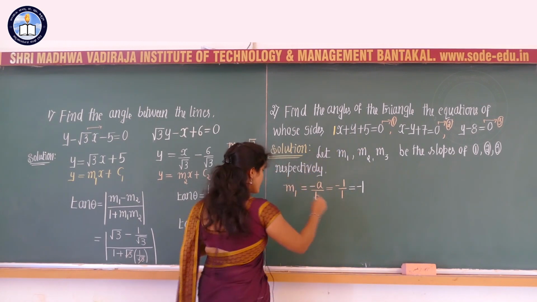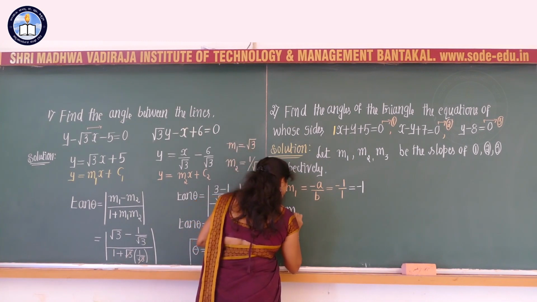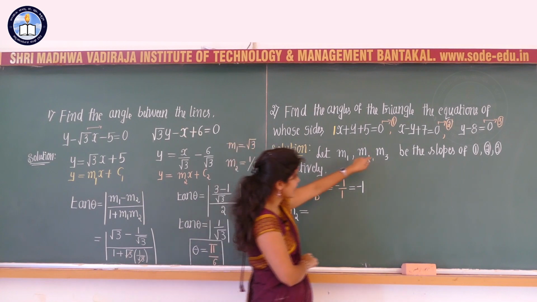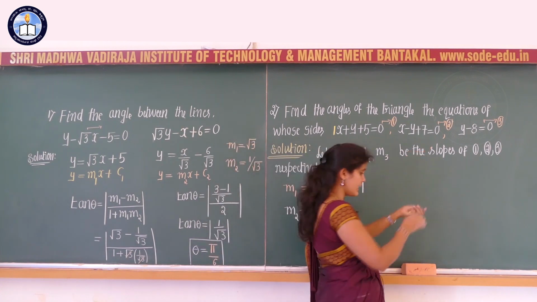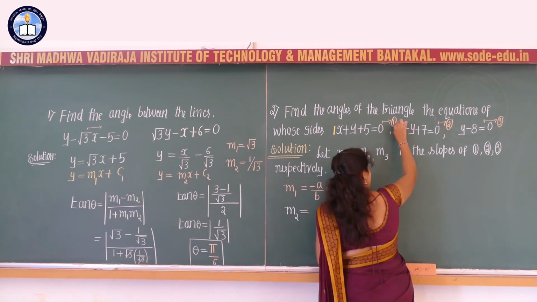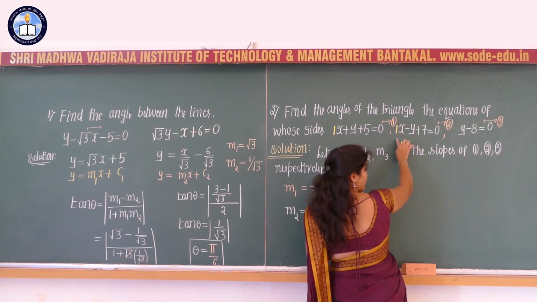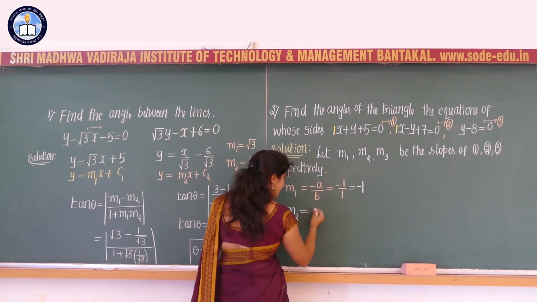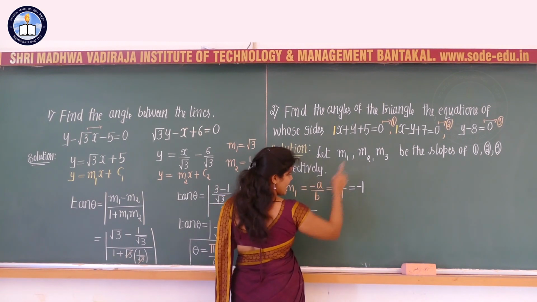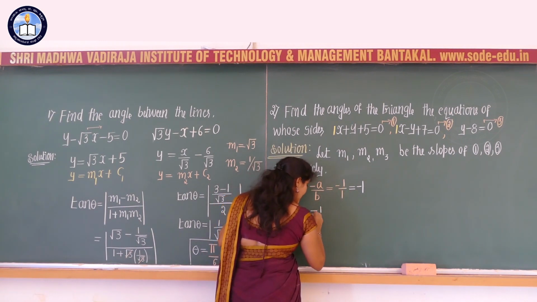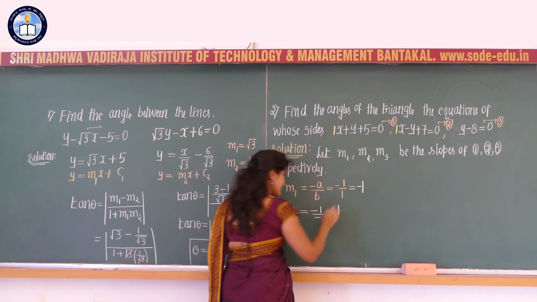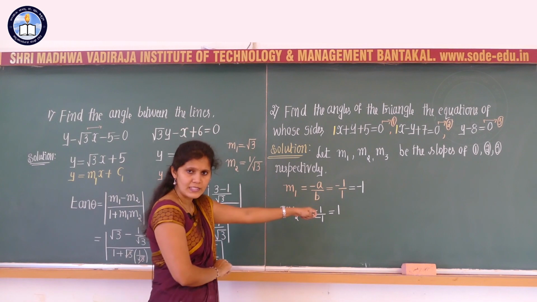So let's write m2. What is meant by m2? Slope of the second line. What is the slope of the second line? Minus a by b. Here the value of a is 1 and the value of b is minus 1. So that becomes minus of 1 divided by minus 1, which represents m2 is equal to plus 1.